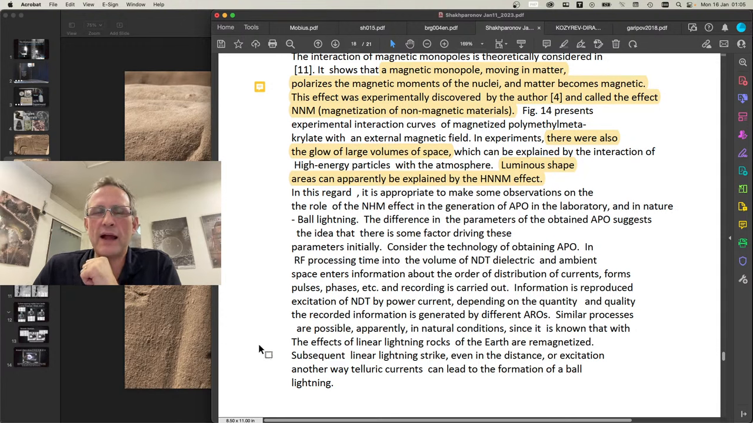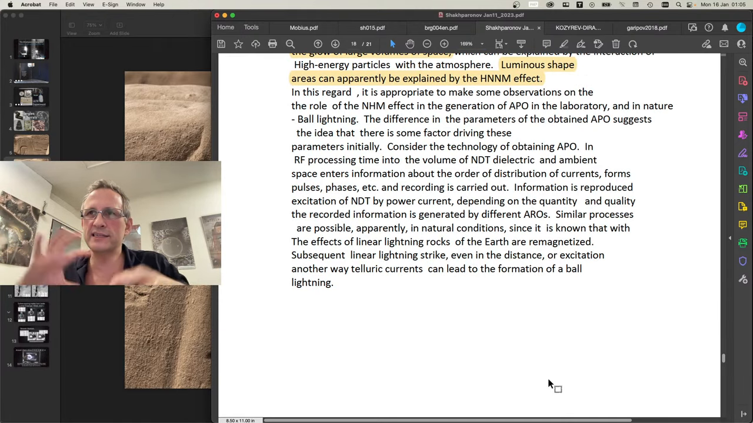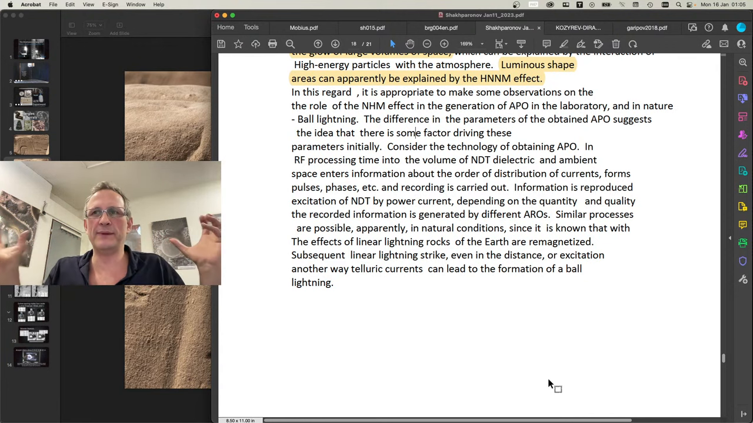Since it is known that with the effects of linear lightning, rocks of the Earth are remagnetized. Subsequent linear lightning strike, even in the distance or excitation another way, can lead to the formation of ball lightning. So what they're saying is that there are certain, let's say, torsion fields set up in the environment, and when they're all configured in a certain way, they will allow the manifestation of ball lightning on a more predictable basis than if the environment wasn't already set up.